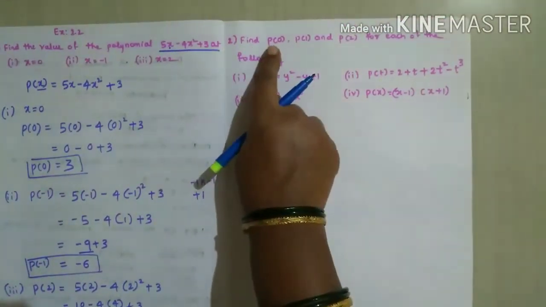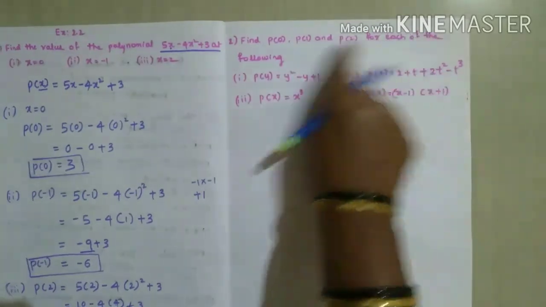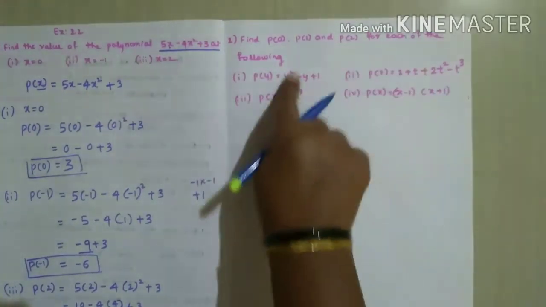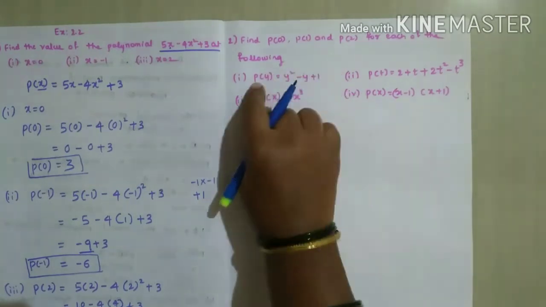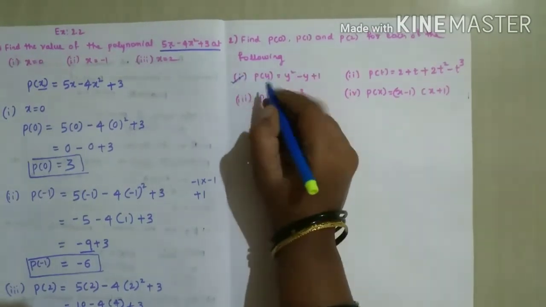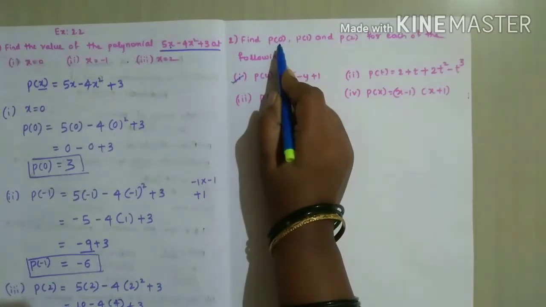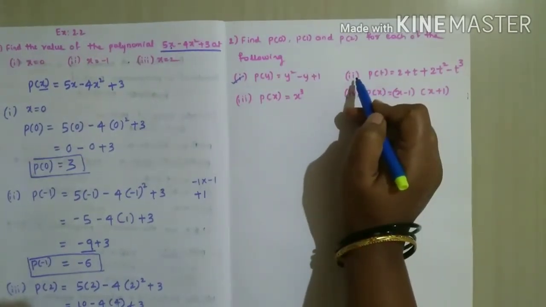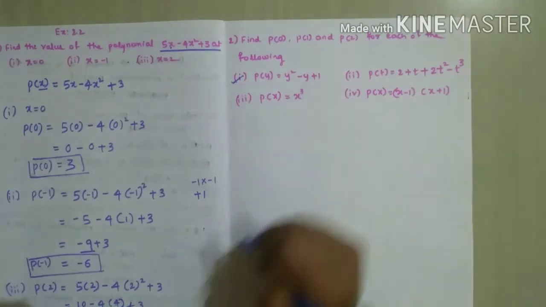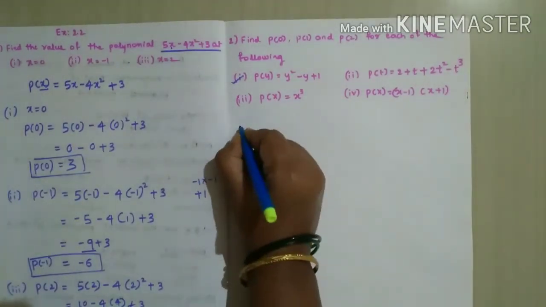Next, the second main, let's see what they have given. Find P of 0, P of 1 and P of 2 for each of the following. For all these polynomials, first you have to replace 0 in place of y. First I will consider the first equation. In place of y I have to replace 0 first, then 1, then 2. Like that only we have to solve for the second one, third one, fourth one. First we will solve the first one now.